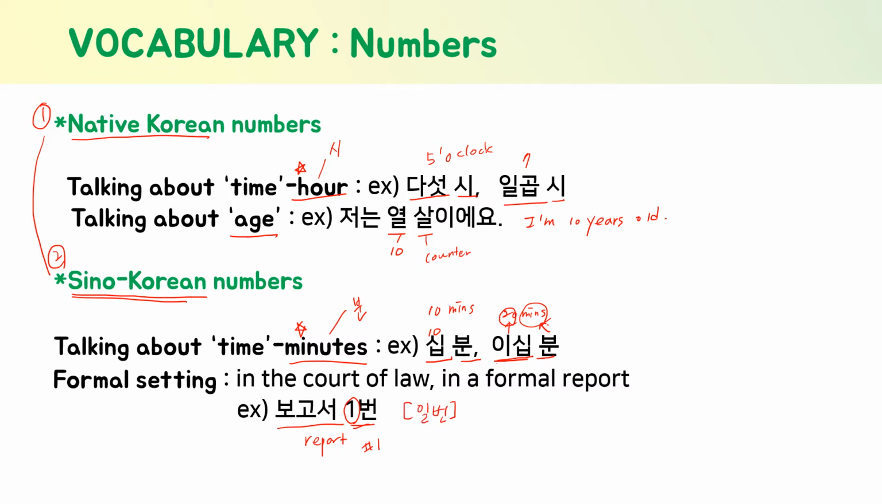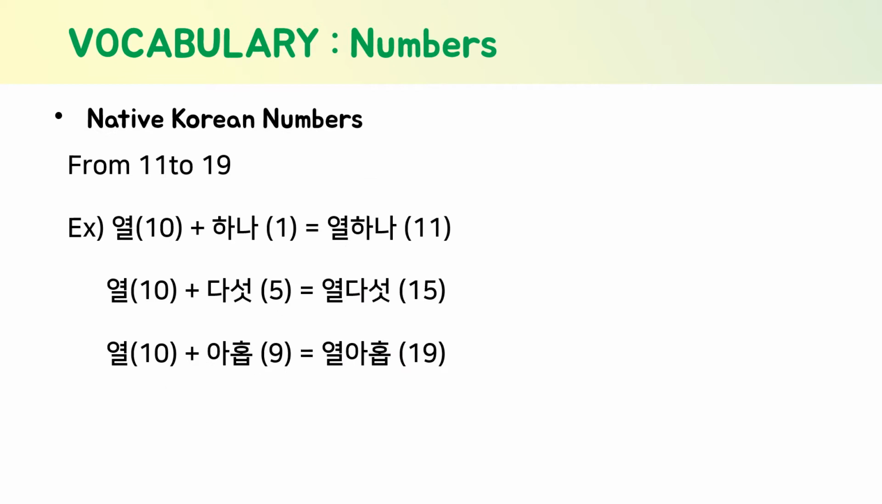Okay. So here, in the vocabulary part, we learn how to read numbers from 1 to 10. But here, for native Korean numbers from 11 to 19, this is how you read them. For number 11, you separate it into 10 and 1. The word for 10 is 열, and the word for 1 is 하나. So it becomes 열하나, 11.